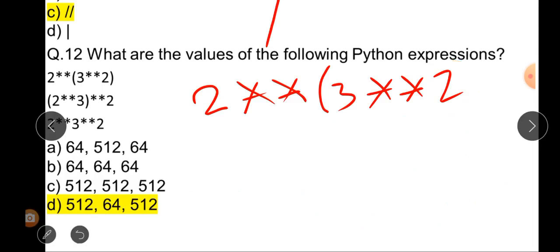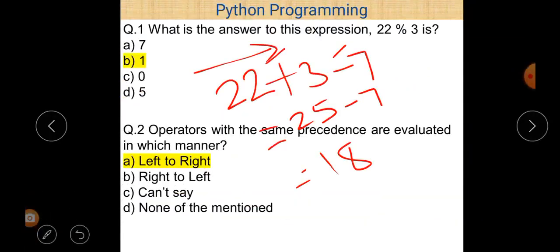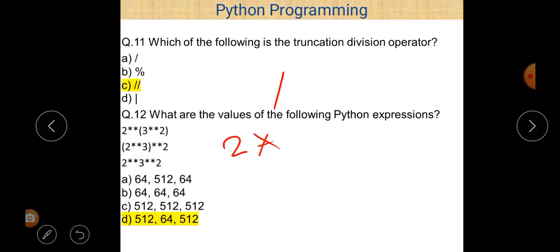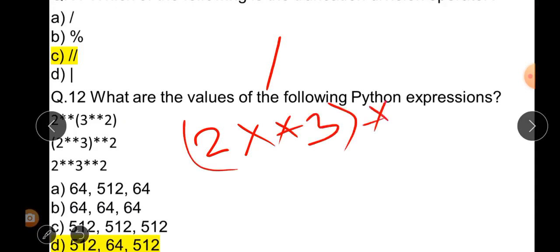Second is 2 double star 3, and then double star 2.